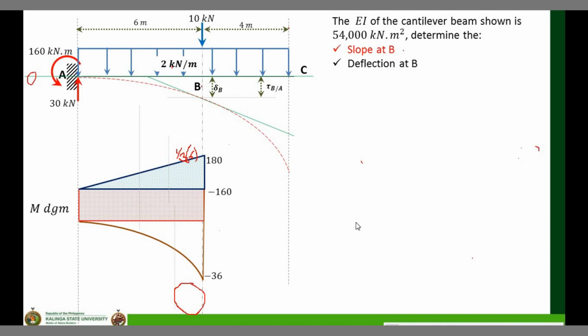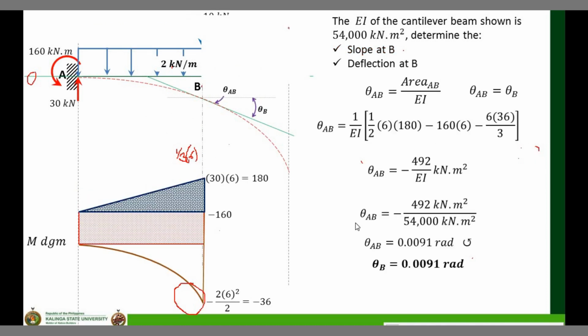Now if we go back to the slope at B, the answer there was negative, right? The negative sign in the slope means the rotation is clockwise. So the final answer for the slope at point B is 0.0091 radians clockwise.